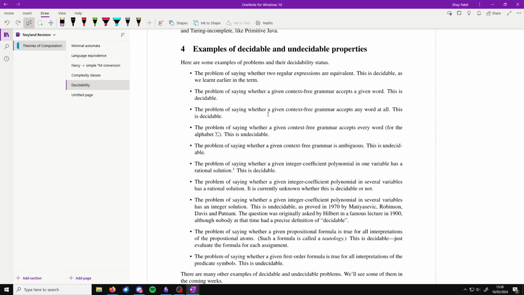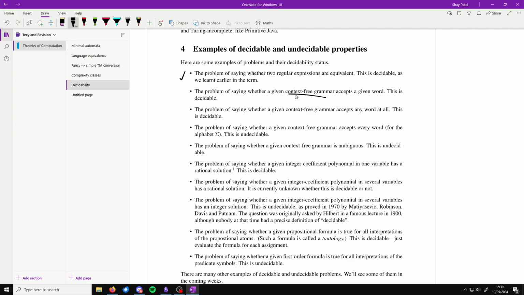Examples of decidable and undecidable properties. Here are some examples of problems and their decidability status. Saying whether two regular expressions are equivalent is decidable because we've got our algorithmic way of doing this. We can trace through both of them at the same time, see if all of the corresponding states are both accepting or both rejecting. So this is decidable.